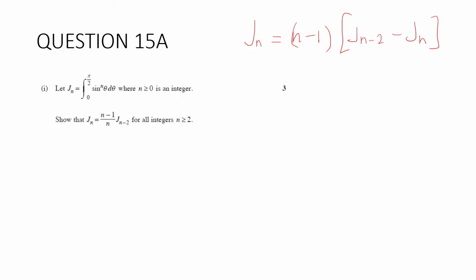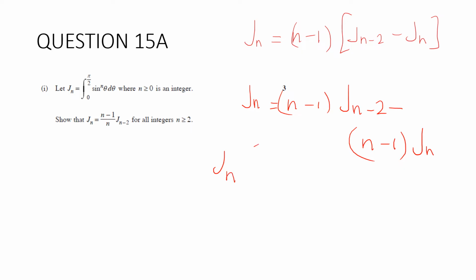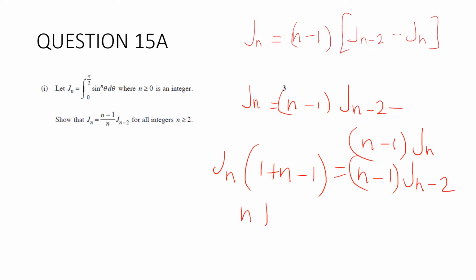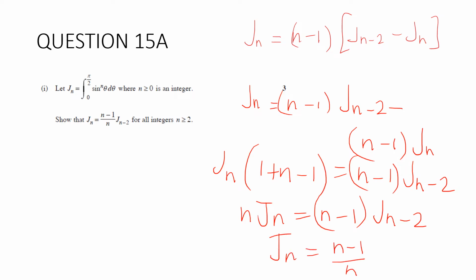And now let's just collect these terms together. So we've got J n is equal to n minus 1 J n minus 2, take away n minus 1 lots of J n, so J n times (1 plus n minus 1) is equal to n minus 1 J n minus 2. n J n is equal to n minus 1 multiplied by J n minus 2, and J n is equal to n minus 1 on n J n minus 2.